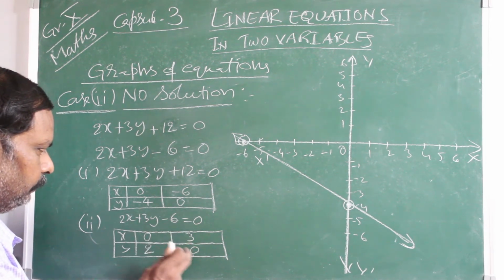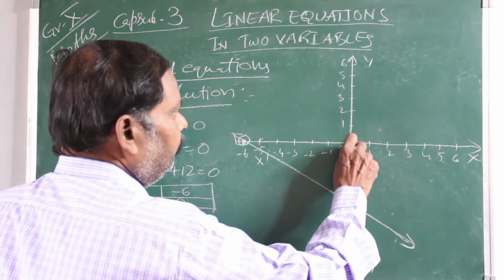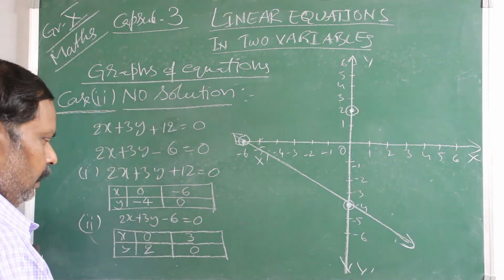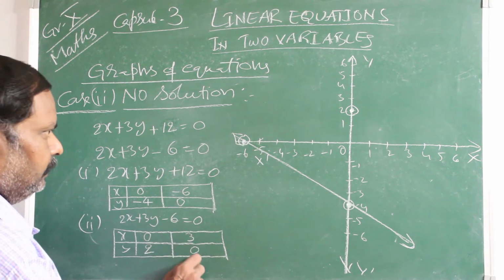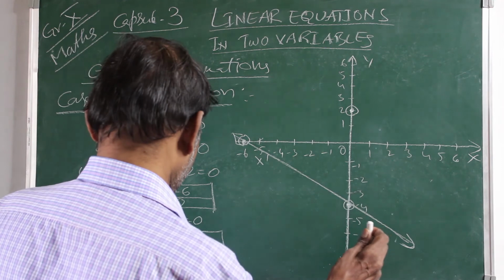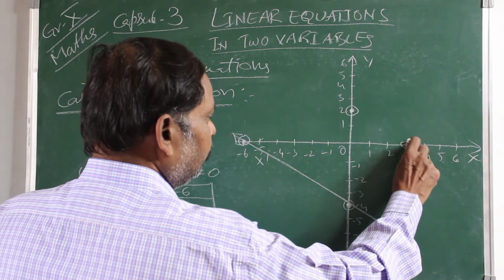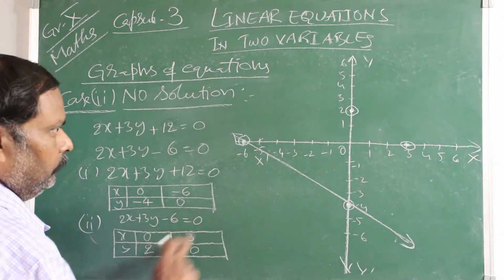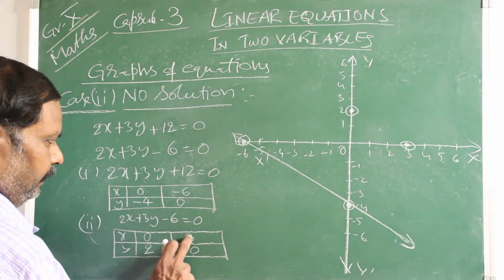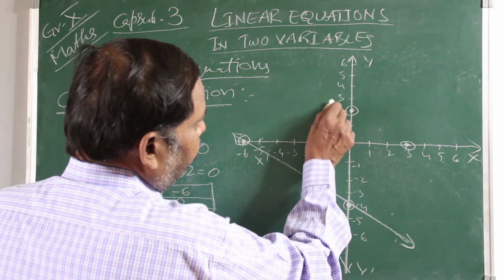The points are (0, 2) and (3, 0). First is (0, 2). When x is 0, y is equal to 2. This is the point. And (3, 0): when x is 3, y is 0. This is the point. And join these two points.